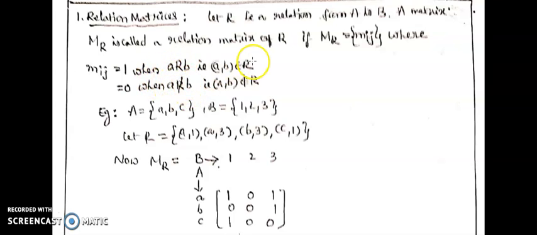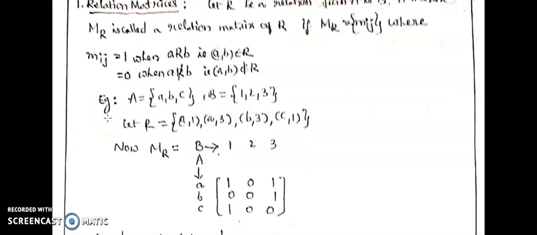I repeat once again the rule of writing the relation matrix. If an element (a, b) belongs to R, corresponding to the ath row, bth column of the matrix, the entry 1 is taken. And the entry of the relation matrix becomes 0 at the place of (a, b) when that (a, b) is not an element of the relation. Let us consider an example.